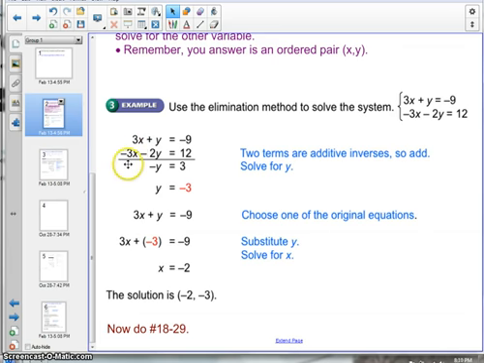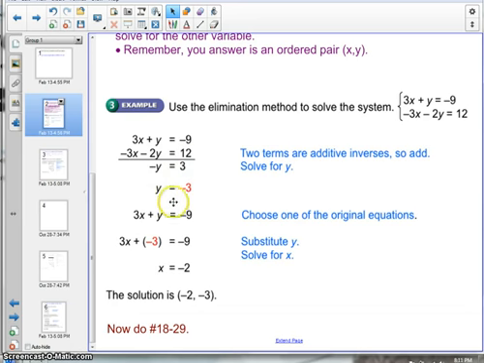So we have 3x plus a negative 3x, which is going to give us a 0x, so we're not even going to write that here. And then we have y plus a negative 2y. We want to make sure to include that negative sign out front. So we have y plus a negative 2y, which is going to give us a negative y. And then we have our equal sign, that remains the same. And then negative 9 plus 12, which gives us 3. So then, using division, we're going to divide by negative 1 or multiply by negative 1. We have y is equal to negative 3.